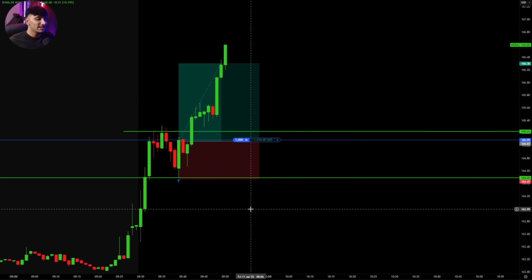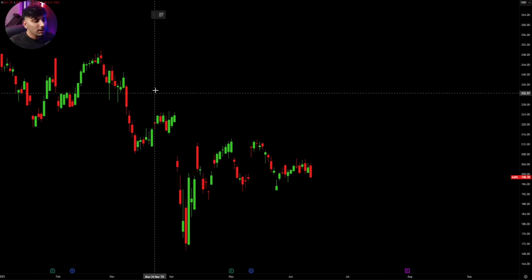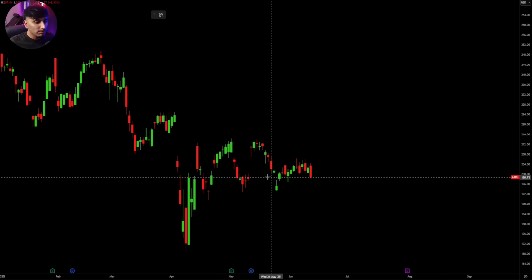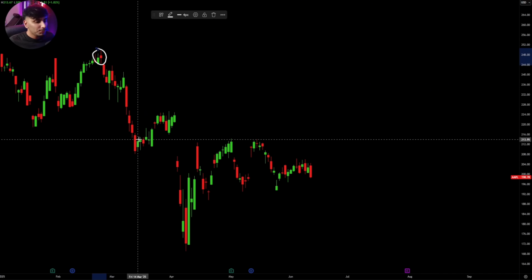With this being said, this was the first example. Let's go over to the second example. Okay, here we are on the second example. This is Apple, and on this stock, we can see this is actually a little bit more bearish. We have a high up here. We created a low.